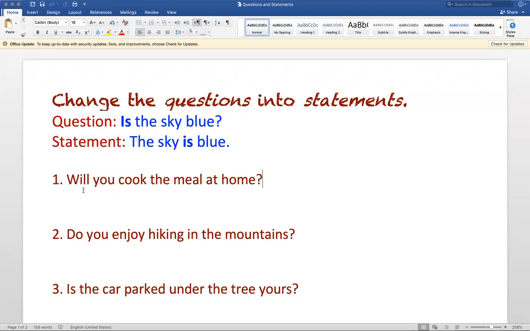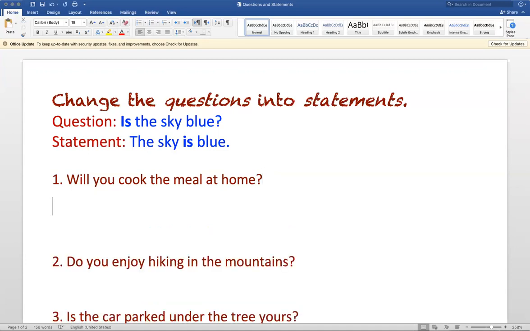So this first question, it says, will you cook the meal at home? All we need to do to change this into a statement is we're going to switch these two words around. And we're going to say, you will cook the meal at home. Now it's a statement. We don't put a question mark because it's a statement. We just put a period.